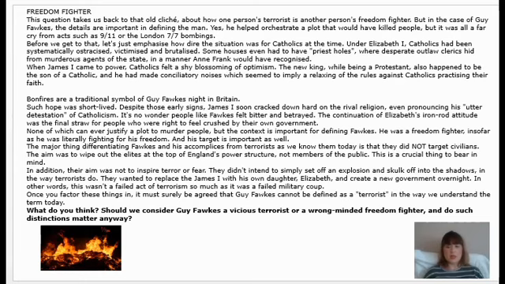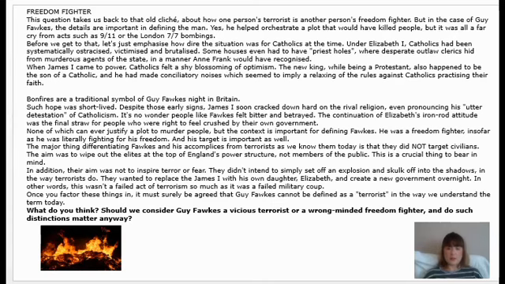Before we get to that, let's just emphasise how dire the situation was for Catholics at that time. Under Elizabeth I, Catholics had been systematically ostracised, victimised and brutalised. So they'd been punished, treated badly and pushed to the outer limits of society. No one really wanted anything to do with them. Some houses even had to have priest holes, so areas where desperate outlaw clerics or priests hid from murderous agents of the state in a manner Anne Frank would have recognised. Okay, so they were forced to go into hiding, basically.